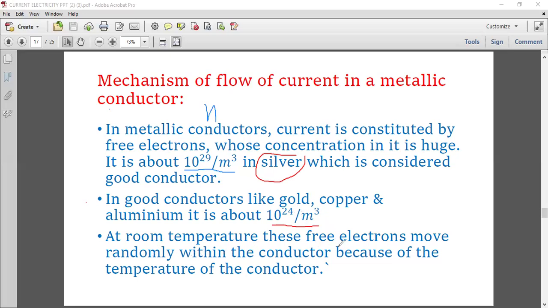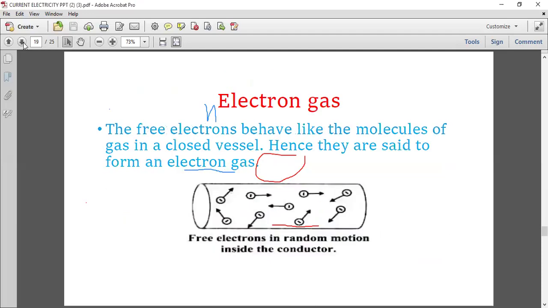Already we know that at room temperature, these free electrons move randomly within the conductor because of the temperature of the conductor. Randomly means like this. They are moving like this. Therefore, what will happen? They will not constitute any current. कोई भी करंट ये constitute नहीं करेंगे. क्यों? Because overall average thermal velocity will be 0.